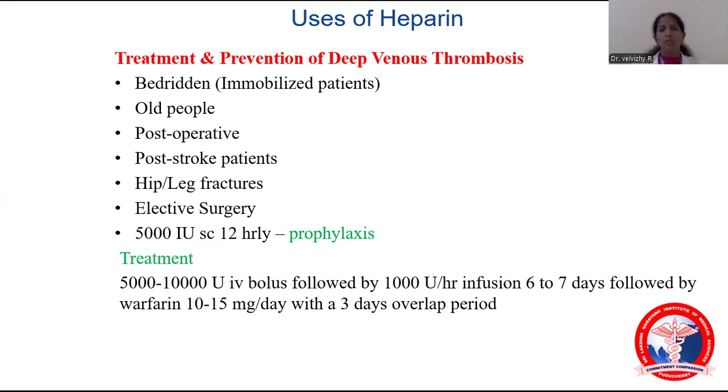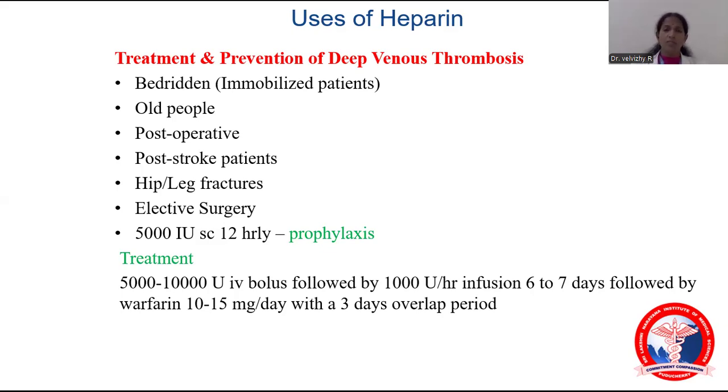So deep vein thrombosis develops in patients who are prolonged bedridden and not moving, chronic older patients, or patients post cesarean section, old people, and post-operative stroke patients like fractures and elective surgeries. So these are the patients who have a high risk of developing deep vein thrombosis.